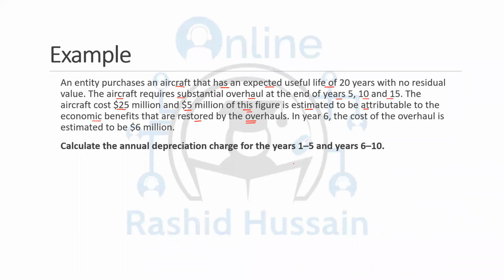So that means the cost of the aircraft itself is 20 million. And the other 5 million is the cost of the overhauling for the first 5 years, year 1 to 5. In year 6, the cost of the overhaul is 6 million, which covers year 6 to 10. The requirement is to calculate the annual depreciation charge for year 1 to 5 and year 6 to 10.